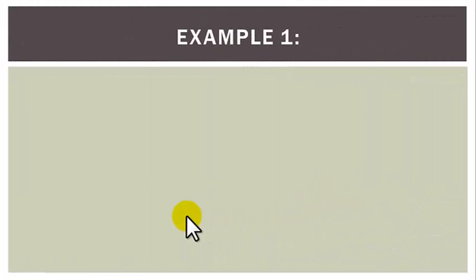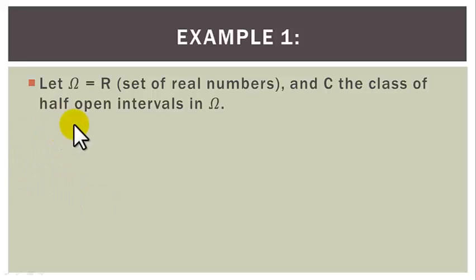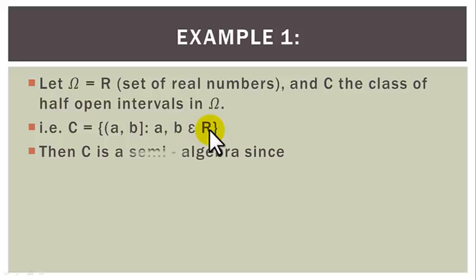Example number 1. Let omega be the set of real numbers and C be the class of half-open intervals in omega. That is, let C be the set of all half-open intervals (a, b], that is open on the left and closed on the right, such that a and b are real numbers. Then C is a semi-algebra, since all the three conditions are satisfied.